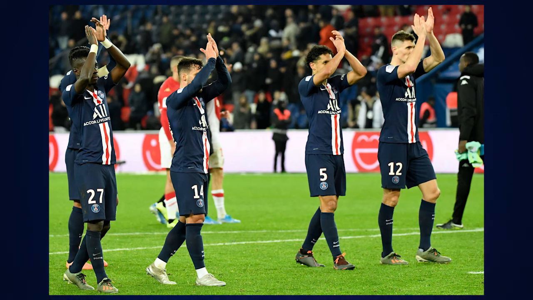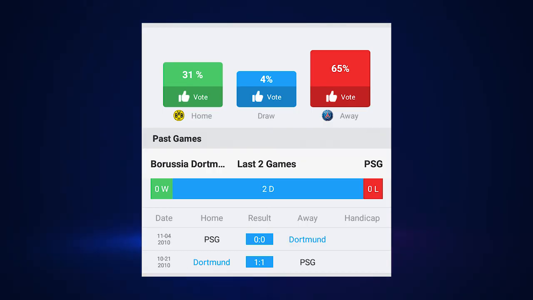When you check the rating right now, PSG has a 65% chance of winning as compared to Borussia Dortmund's 31% chance of winning and 4% chance of a draw. But things can go sideways. This is the Champions League. I keep on saying that the Champions League cannot be predicted. Anything can happen, but you can just do your statistics based on what you are seeing right now.